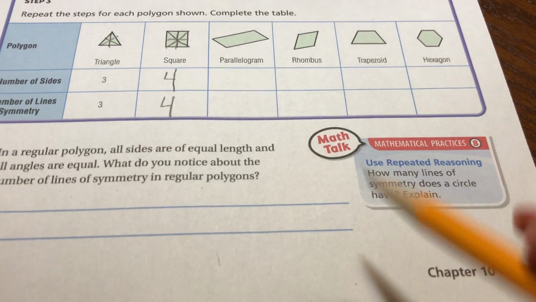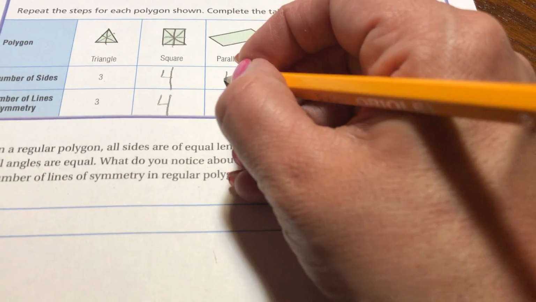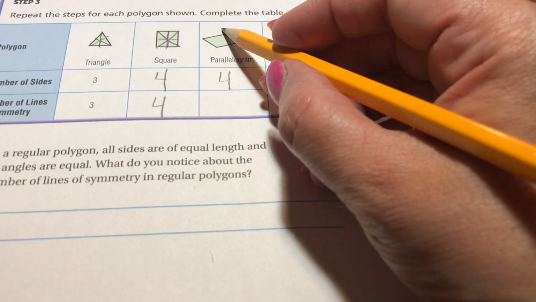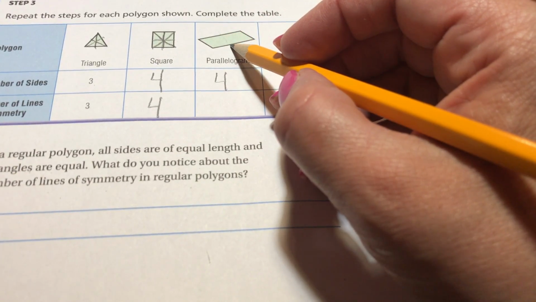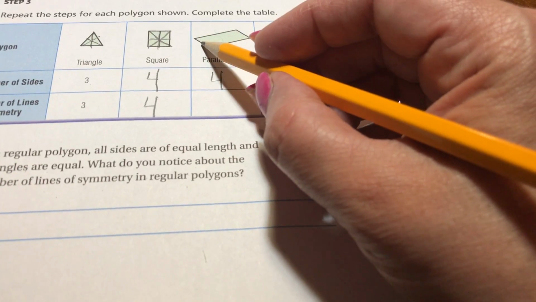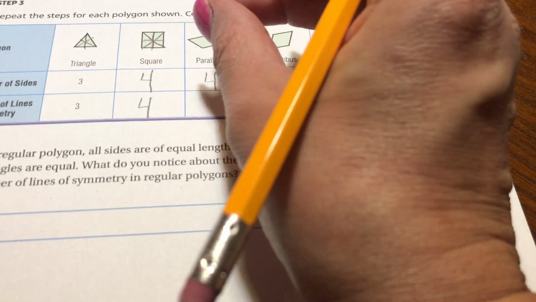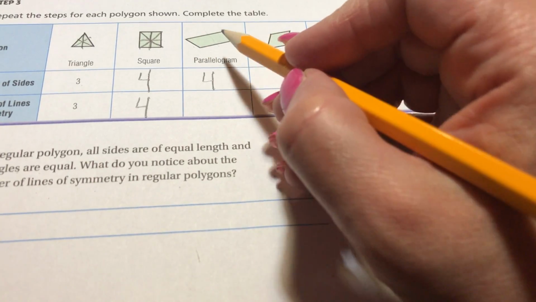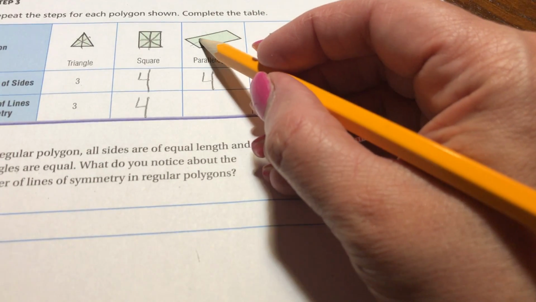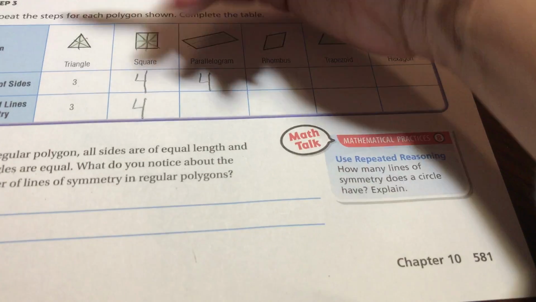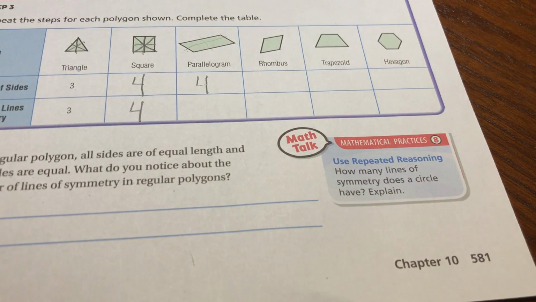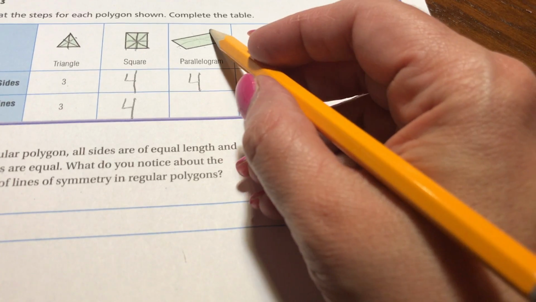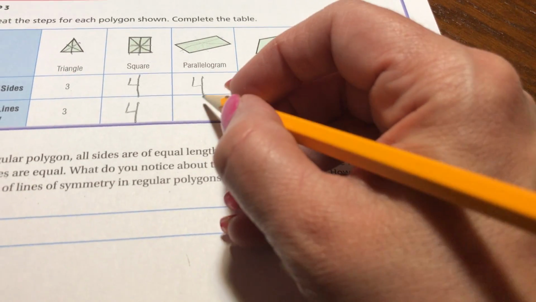A parallelogram. Well, a parallelogram has 4 sides, but could I go vertically with it? No, because if I fold that, it's not going to be even on both sides. Could I go horizontally with it? Fold it down? It's still not going to match. Can I go diagonal? Any diagonal? No, definitely not. That's a 0.